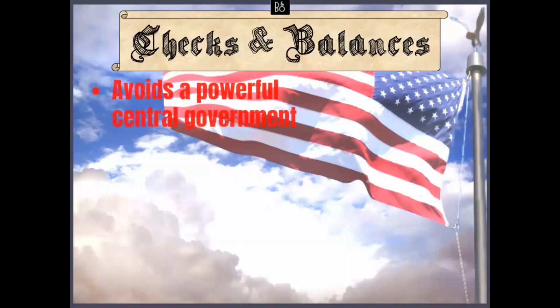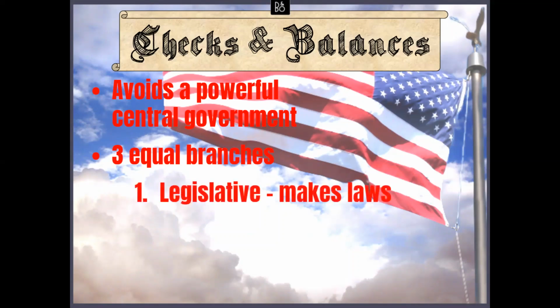And then we have checks and balances. So it avoids a powerful central government. So it avoids maybe like a king coming in and taking over. So they did this because they were still scared of the kingship. So checks and balances. So we're going to have 3 equal branches. So first will be legislative. They are the ones that make the laws.